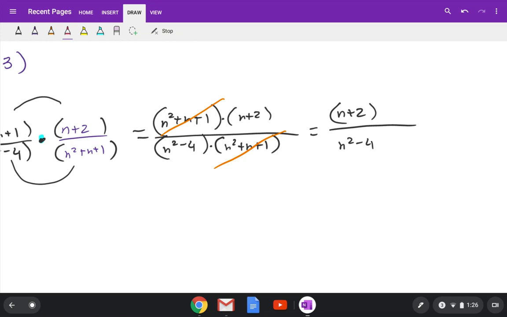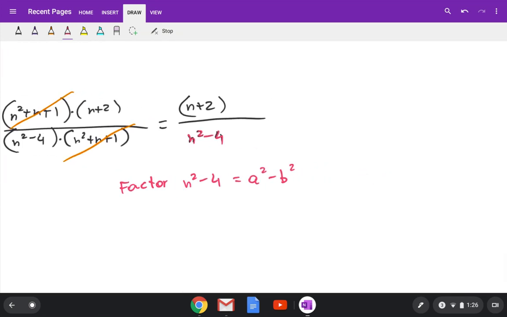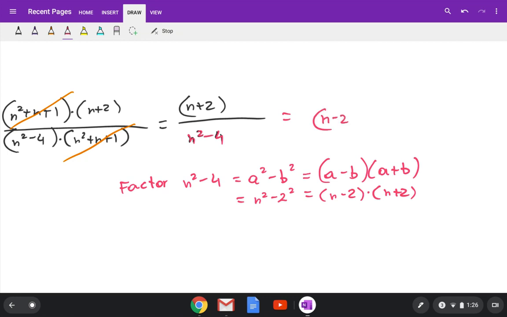And let's factor now n squared minus 4. So I'm using here the formula a squared minus b squared, which by now everybody knows: a minus b times a plus b. So in our case, we have n squared minus 2 squared, which will be n minus 2 times n plus 2. So on the bottom, we have n minus 2 times n plus 2.